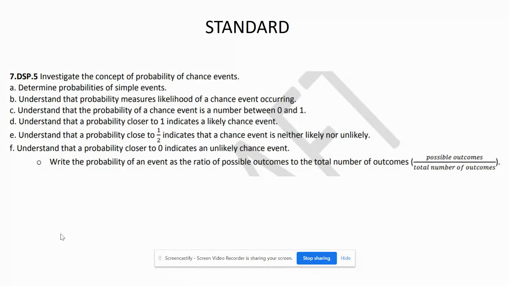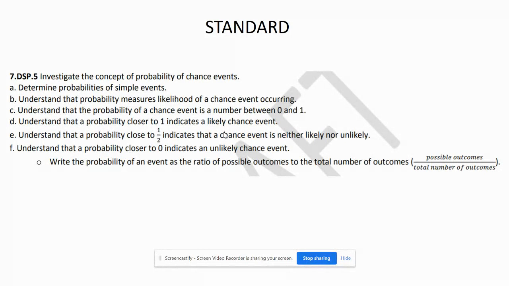Okay, so first off, we're going to determine the probabilities, and we'll understand the probability measures and its likelihood. We'll understand the probability of the chance of events that are between 0 and 1. The chance of something happening is always going to be a fraction between 0 and 1, which is how we can get the percents as well. We need to understand that the closer it is to 1, the more likely it is.